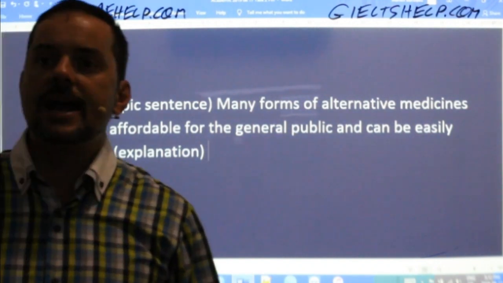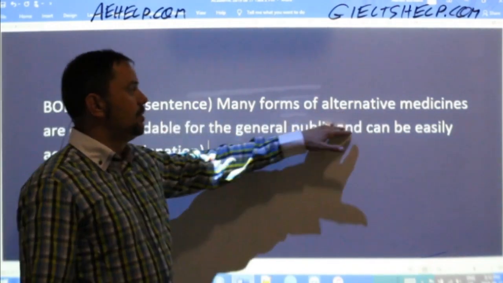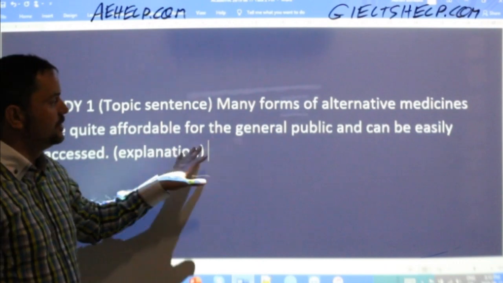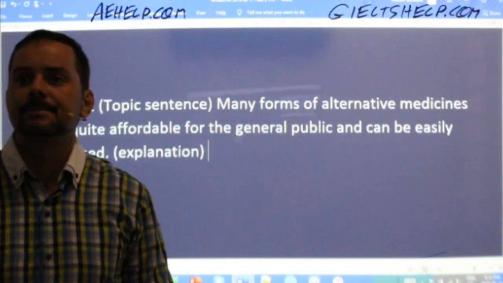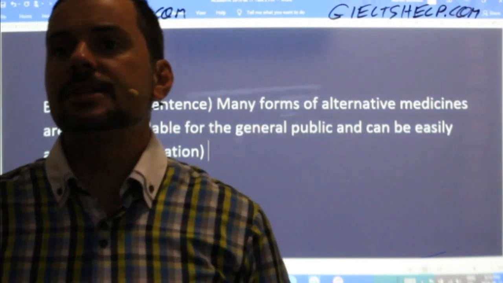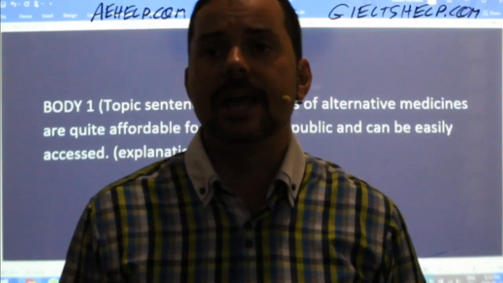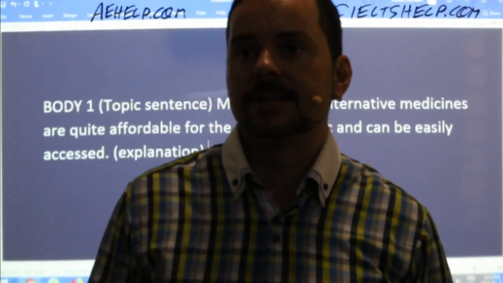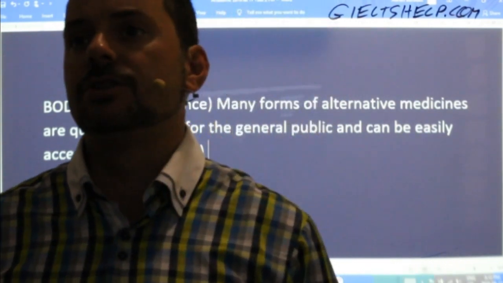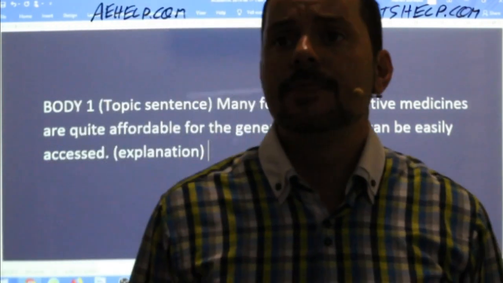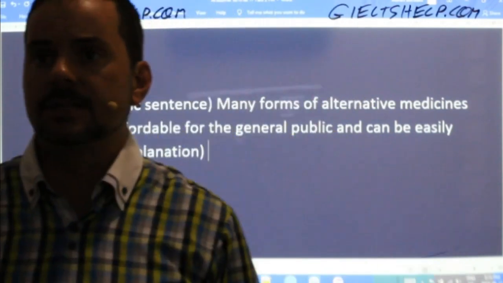Okay, so now we need an explanation. So now we want to explain this topic sentence. Many forms of alternative medicines are quite affordable for the general public and can be easily accessed. Okay. Onisim Lanut says, alternative treatment is an affordable means of curing ailments. Yeah, Onisim, that's a good topic sentence. Nuit Ho says, it is undeniable that traditional medicines are much cheaper than modern ones. Nuit, that's also a good topic sentence. So those are good topic sentences.